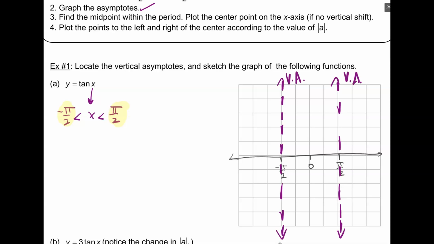When I write VA, that just stands for vertical asymptote. It's the only time I'll write it on a graph. All right, so we graph the asymptote, check.